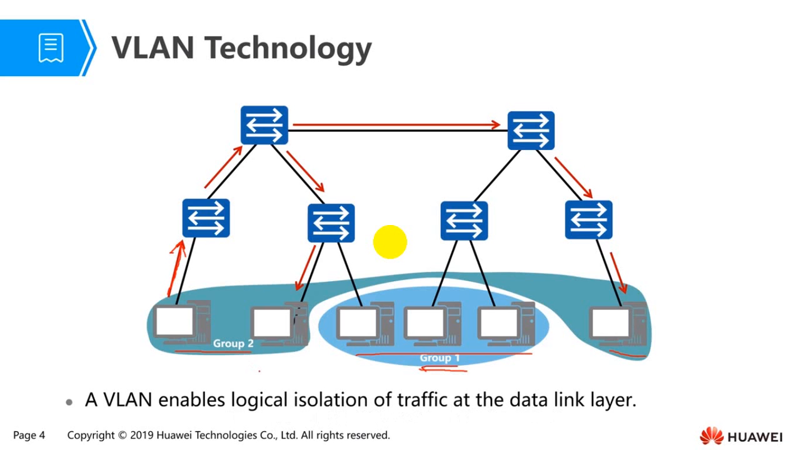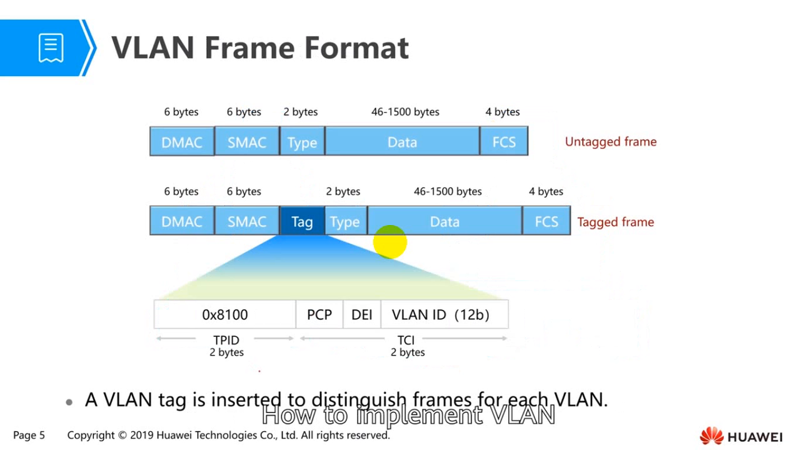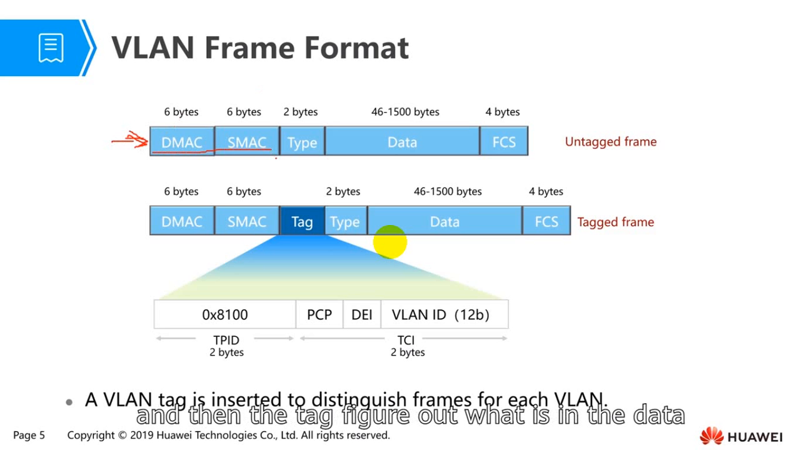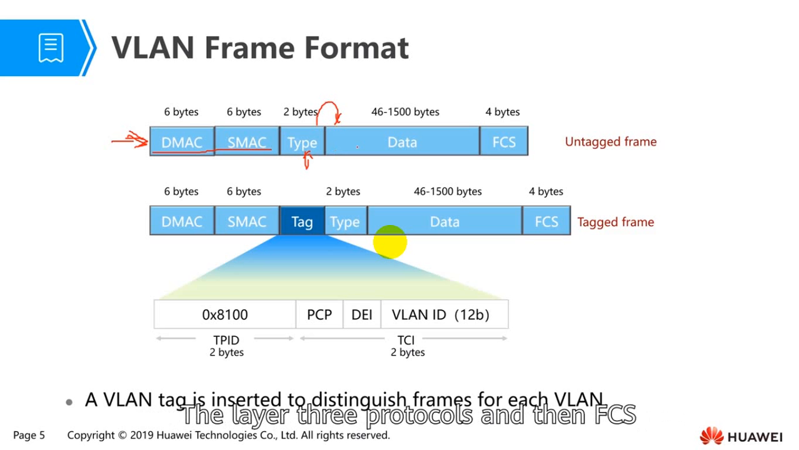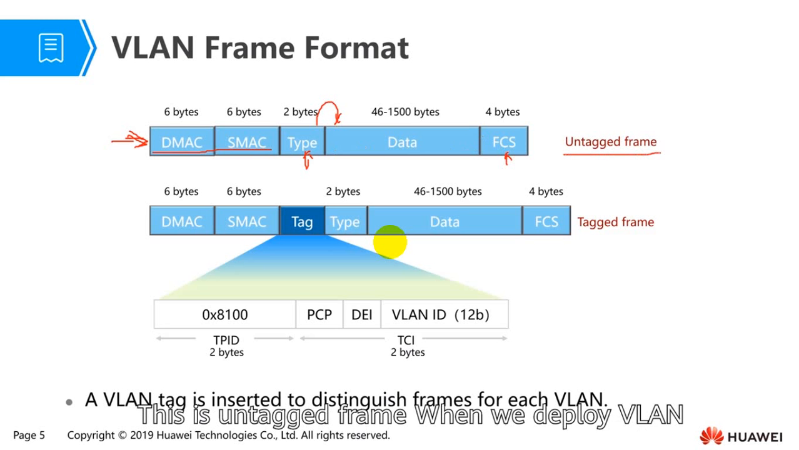Then how do we implement VLAN? We make an improvement to the Ethernet frame. This is the basic Ethernet frame: the source MAC address, destination MAC address, and then the type, which identifies what is in the data, the layer 3 protocols, and then the frame checksum. This is an untagged frame.